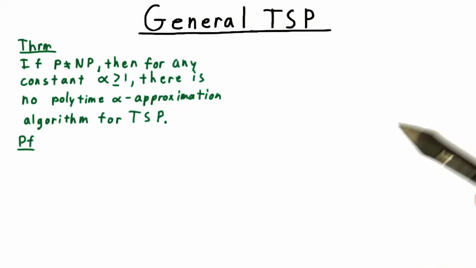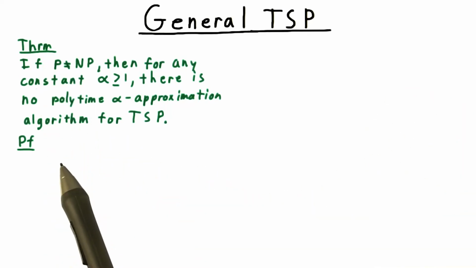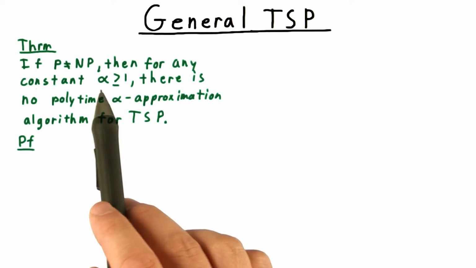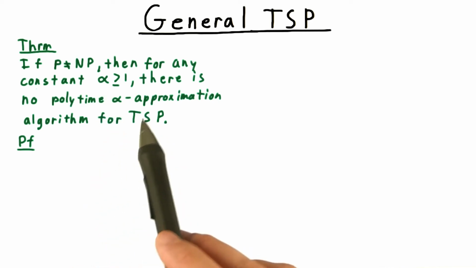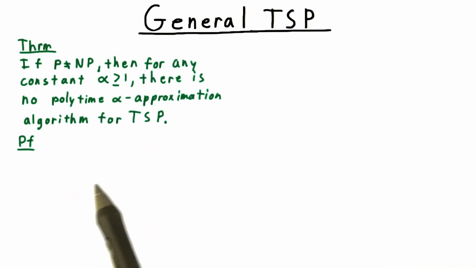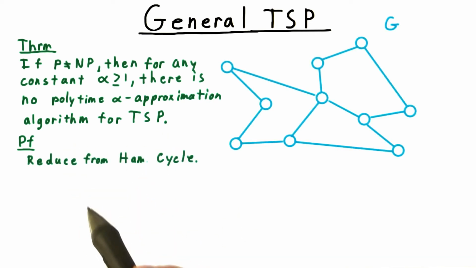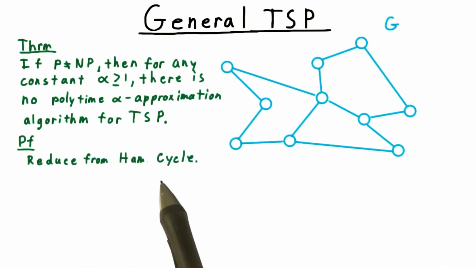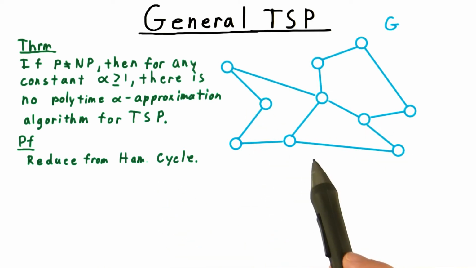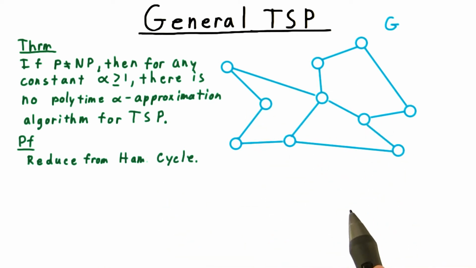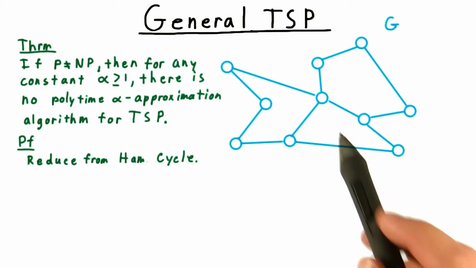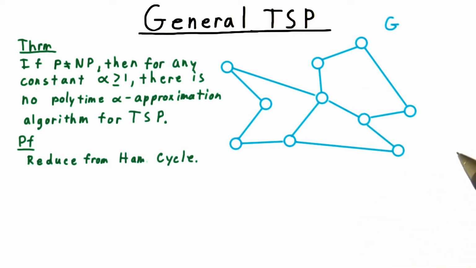Being a little more formal, we say that if P is not equal to NP, then for any constant alpha at least 1, there is no polynomial time factor alpha approximation for the traveling salesman problem. For the proof, we reduce from Hamiltonian cycle, where we're given a graph, not necessarily complete this time, and we want to know if there's a cycle that visits every vertex exactly once.